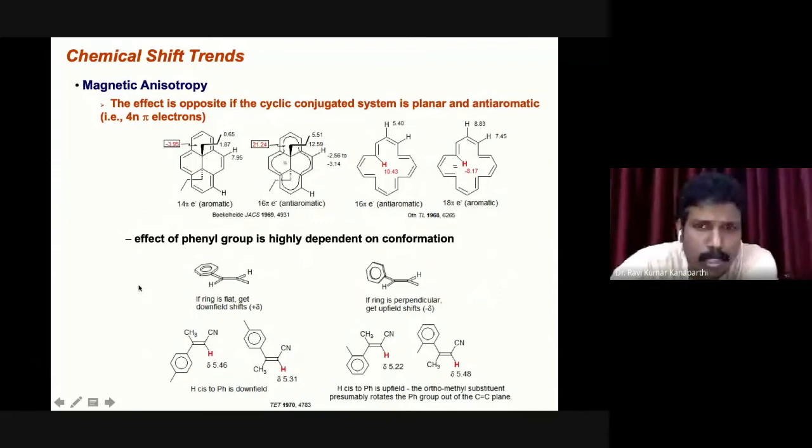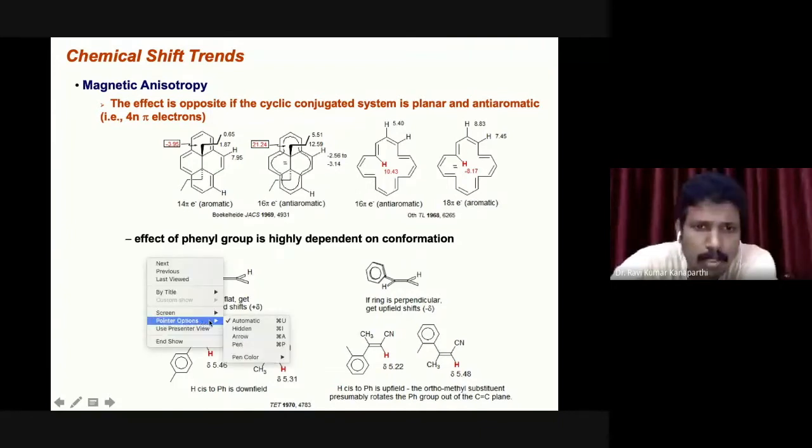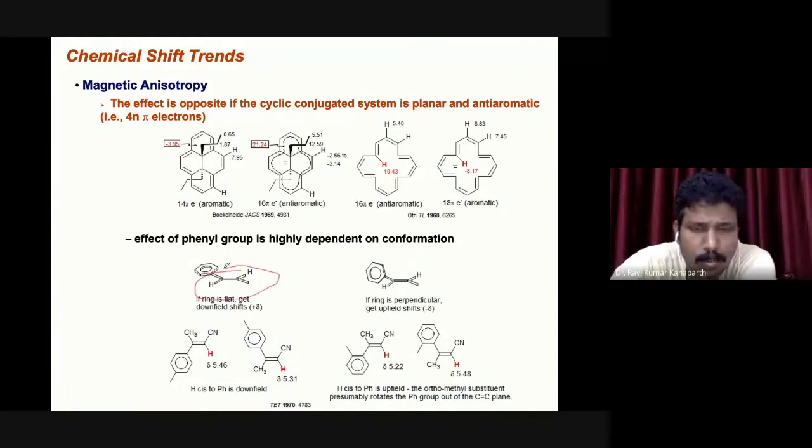Then today we will see, as I said, more points. One point is that suppose you have a phenyl ring attached to a vinyl group. Two conformers are possible. One is that the phenyl ring can be in plane with the vinyl group. On the other hand, the phenyl ring can be perpendicular to the vinyl group. So both possibilities are there, and accordingly we can have the chemical shift values.